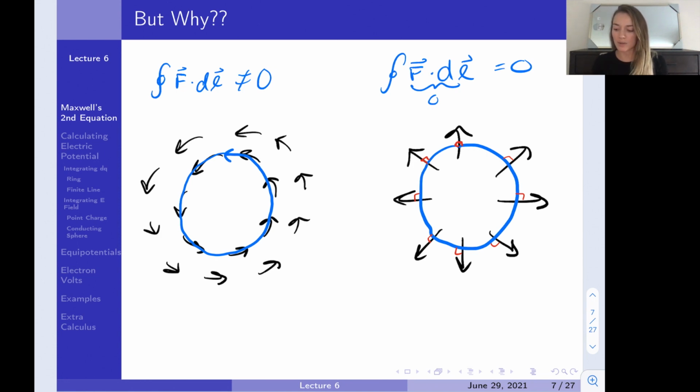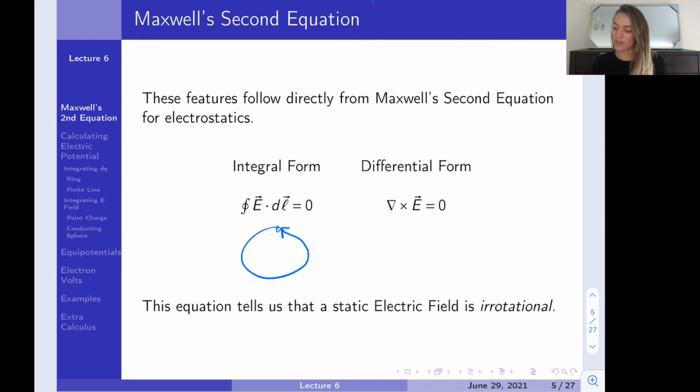It will not have any rotation like this because it necessitates that the line integral around a closed path in that field is going to be non-zero, and then it can't be conservative. So that's why the rotation of a field and Maxwell's second equation implies that the electric force is conservative.